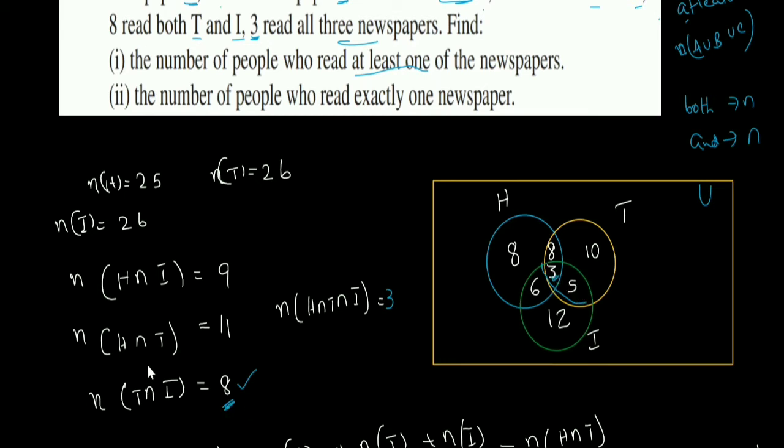Next is H and T. H is this circle, T is this circle. Already 3 is written, and you have to write 11.